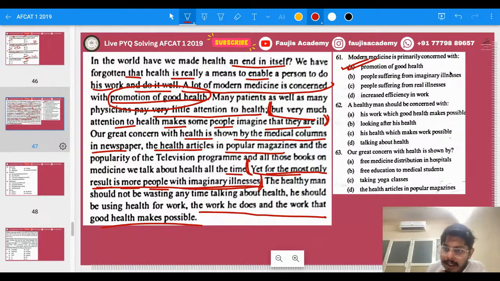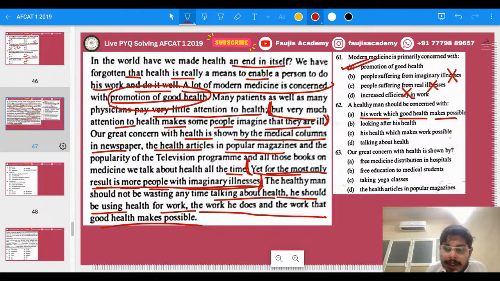People suffering from imaginary illness, no. Does modern medicine promote it? No, it doesn't promote. It probably wants to talk good about it, but the drawback is that you talk about it so much that it eventually starts to harm you, isn't it? People suffering from real illness, increased efficiency at work. A healthy man should be concerned with his work, which good health makes possible.